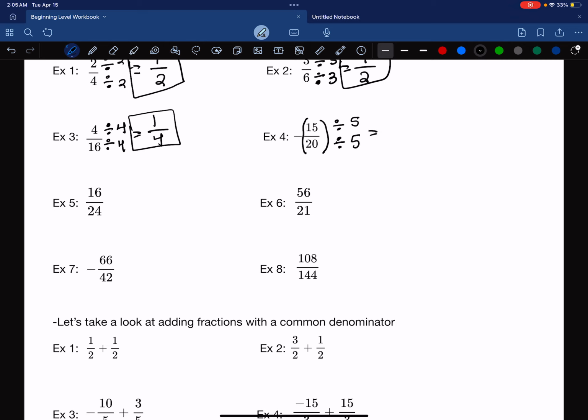So 15 divided by 5 is 3, and 15 divided by 20 is 4. So we got 3/4, and we also can't forget this negative here, so we're going to bring that out in front. So we got -3/4 as our answer.